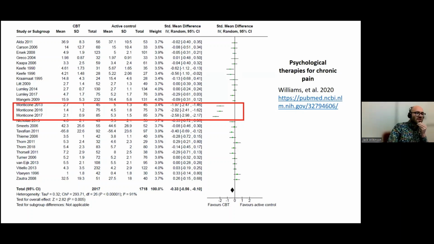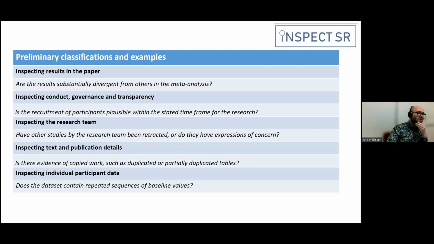So this was in the Cochrane review I mentioned a few slides ago, psychological therapies for chronic pain. You can see here quite clearly that there's 3 estimates, 3 studies, all from one author, that are clearly discrepant compared to the others. So there might be some value in using these kinds of checks to raise the alarm, saying we need to look at this a bit more closely. Okay, returning to the list.